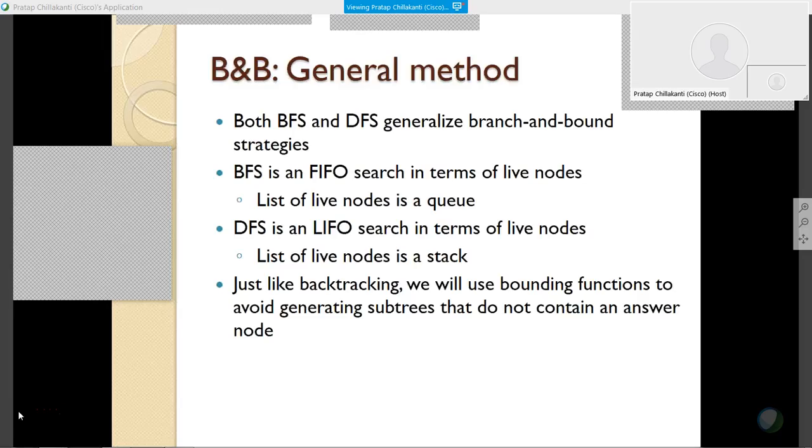So it's a FIFO search in terms of the live nodes, whereas depth first search is a live first search in terms of the live nodes. There's some theory there.